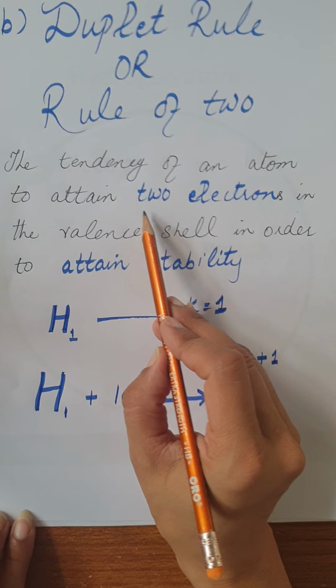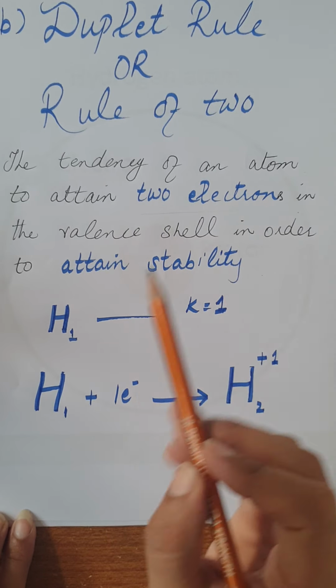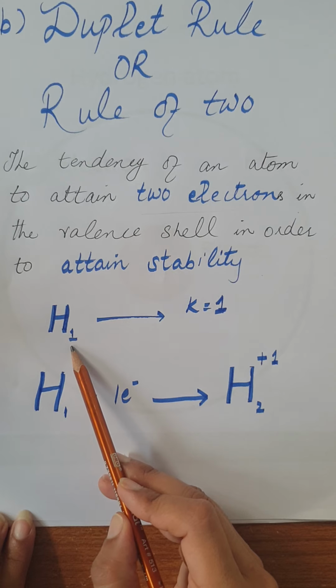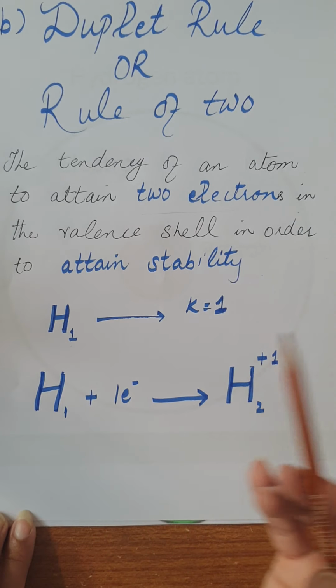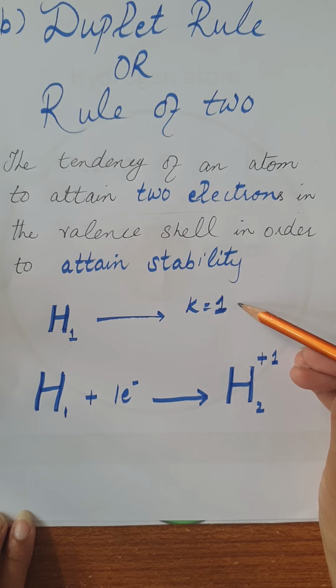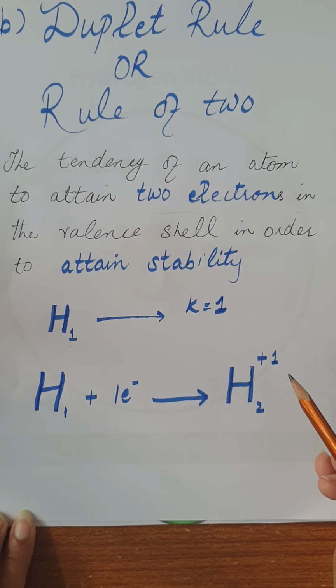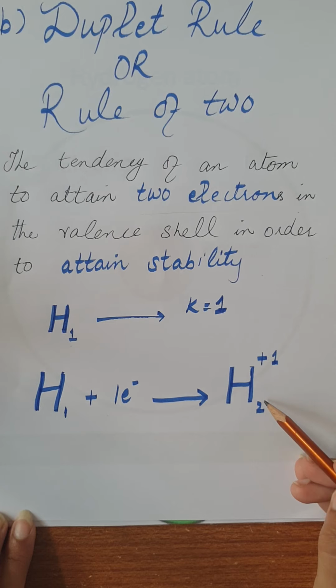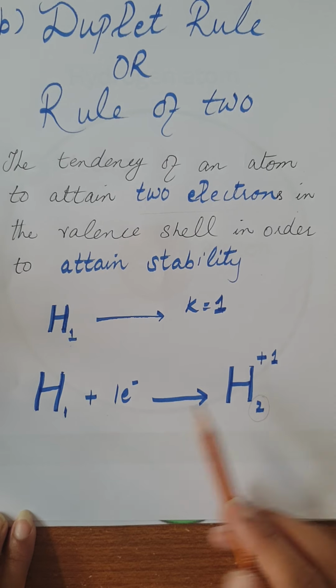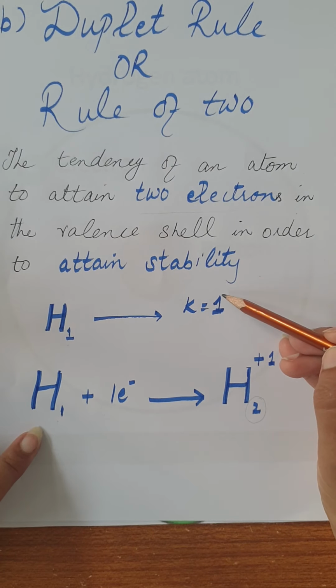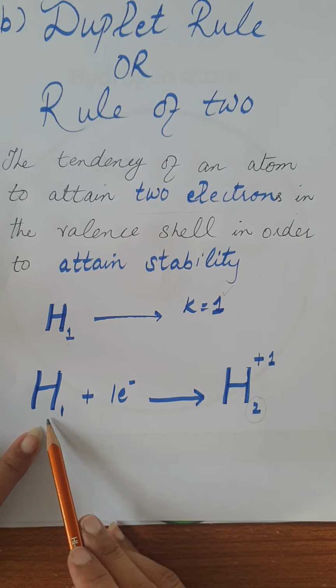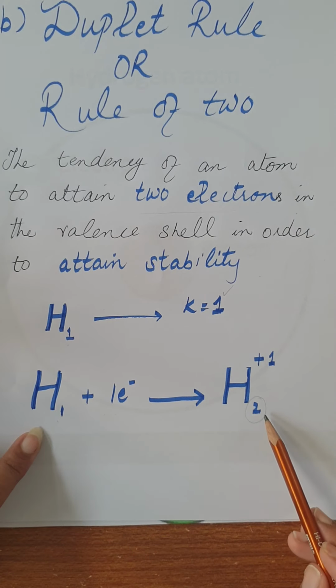Now the key word over here is 2 electrons. For example, in the case of hydrogen, the atomic number of hydrogen is 1. The electronic structure will be K is equal to 1. If hydrogen gains 1 electron, the number of electrons in the K shell of hydrogen will be 2. Now you can observe that the K shell of hydrogen contains only 1 electron, but if hydrogen gains 1 electron, the electrons in the outermost orbit will be 2.